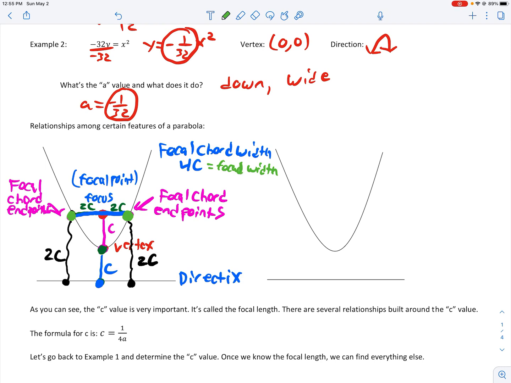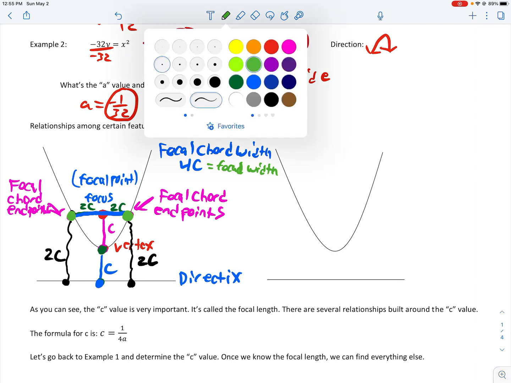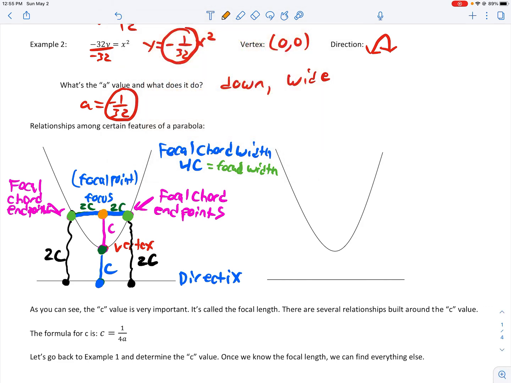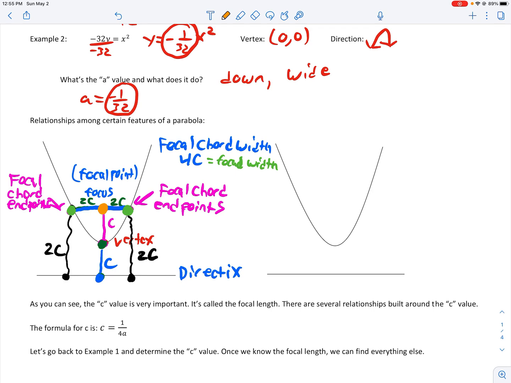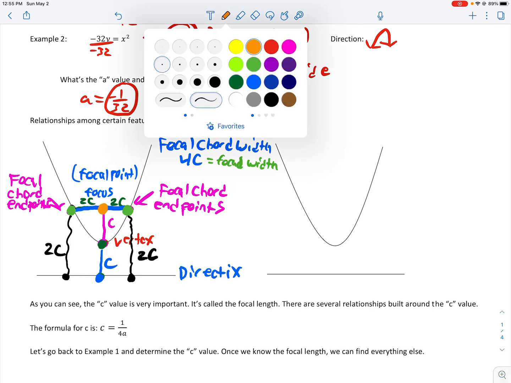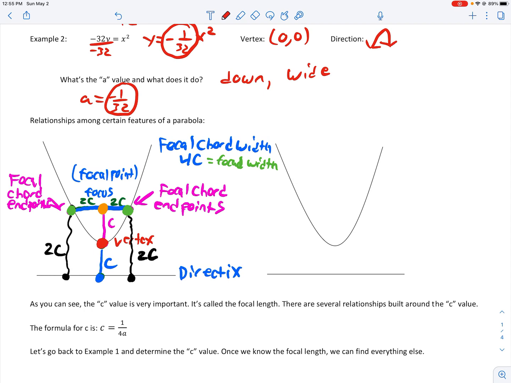Okay, so a lot of terminology, but you'll get used to it. We'll say it over and over. The key thing is knowing you have the focus, which is inside, the orange dot. The distance from that orange dot to the vertex, the dark green dot, which I'm coloring red now, is the same distance from the red dot to the blue dot. And if you go out from the orange to any point on the curve, it's going to be 2c, and all the way across is 4c. But again, we'll get used to this.